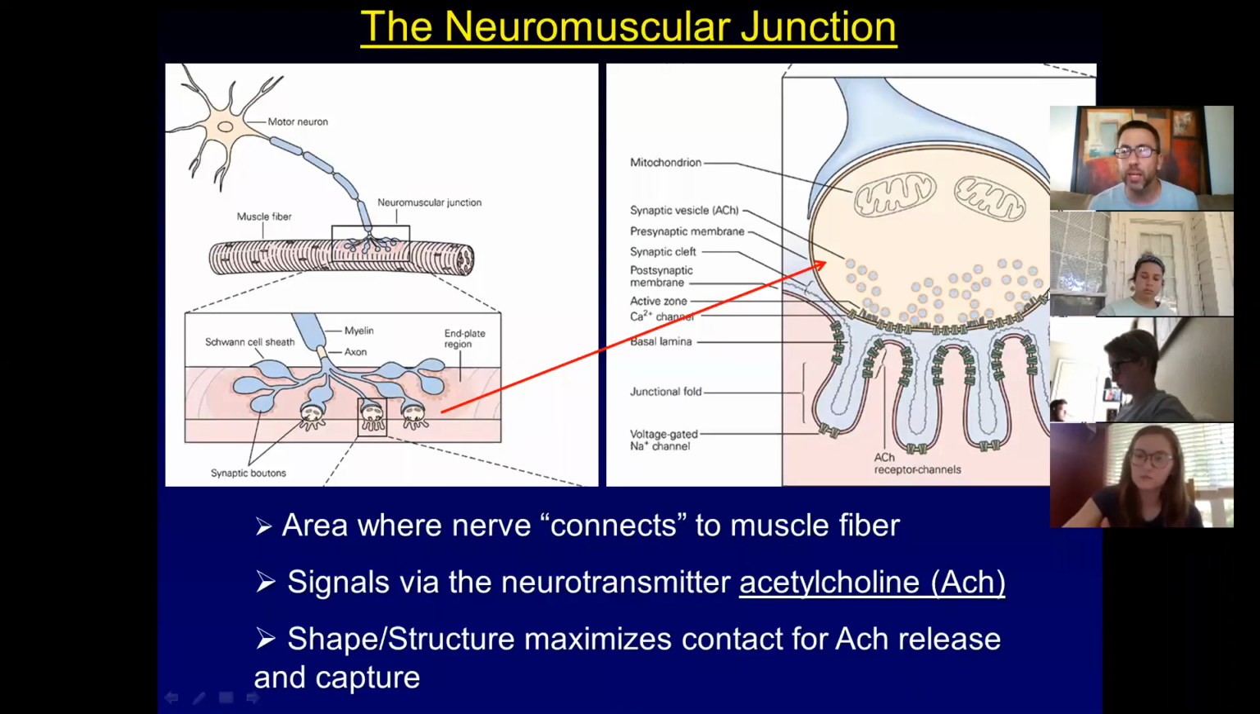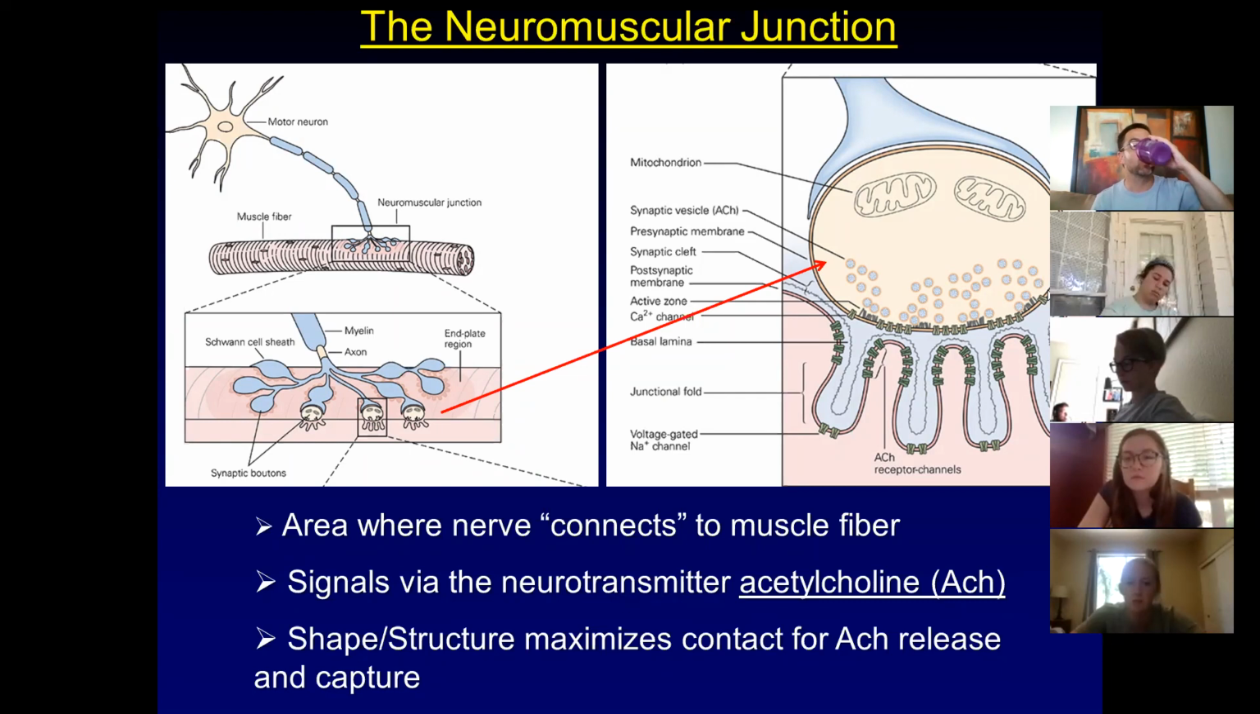Does anybody know why that might be a useful thing? Why would we want to fold the membrane on the muscle, and why would we want to bulge out the end of the axon right there? It happens for a very useful reason. Does anybody know why that is? To increase surface area? Exactly, Lindsay. Increase surface area. Perfect.